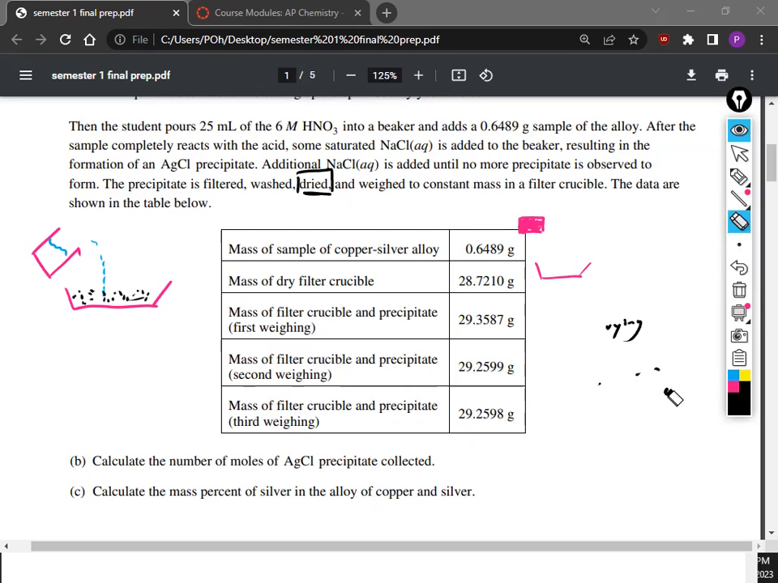Okay, so if we want to find the number of moles of AgCl precipitate that is collected, we need to do a little bit of math. Like we said, we ran it through the filter paper. Once we dry it completely, the only thing left is the filter paper and the precipitate. So if I want to find just the precipitate, what should we do with this value right here? Yeah, we want to subtract the mass of the actual filter paper. So we're going to subtract 28.7210 grams, and that's going to give us 0.5388 grams.